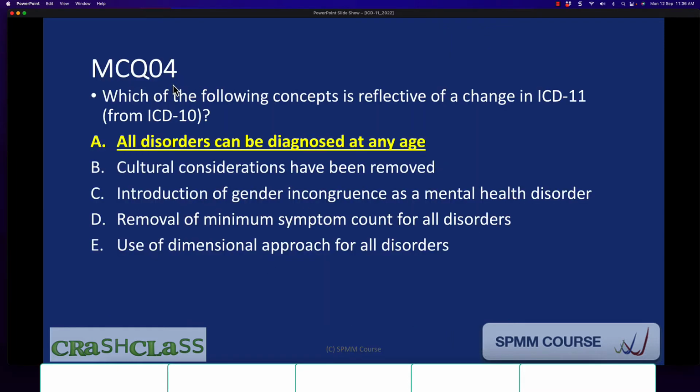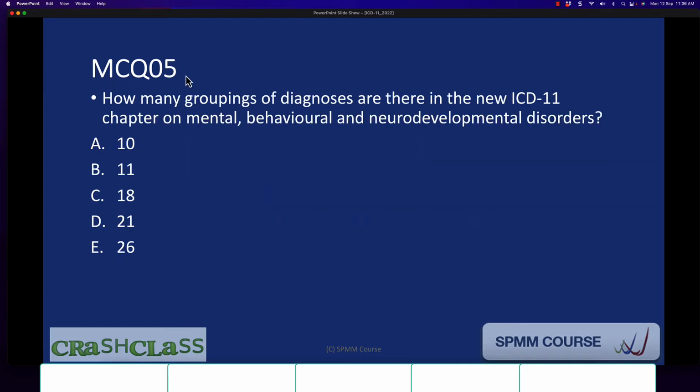Question number 4. The correct answer is option A. All disorders can be diagnosed at any age. This concept is reflective of a change in ICD-11. Question number 5. How many groupings of diagnosis are there in the new ICD-11 chapter on mental, behavioral and neurodevelopmental disorders? A. 10, B. 11, C. 18, D. 21, E. 26.